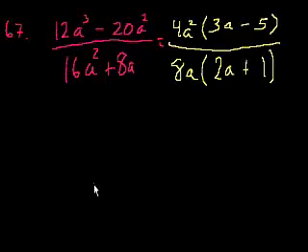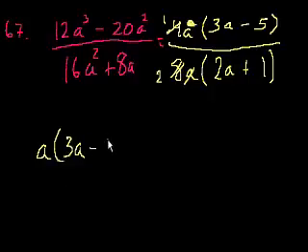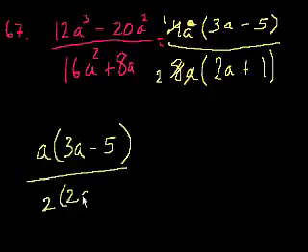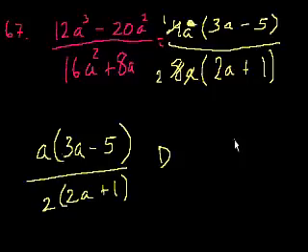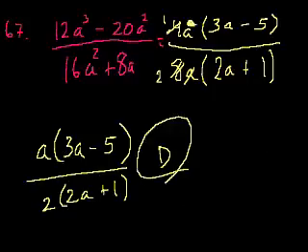So let's see what we could do here. So this becomes a 1. This becomes a 2. And then a squared divided by a. Divide both of them by a, and you get this becomes a 1, and this becomes just an a. And we're left with a times 3a minus 5 over 2 times 2a plus 1. And let's see, yes, that is choice D. I thought maybe they want us to remultiply this out again, but that is choice D.